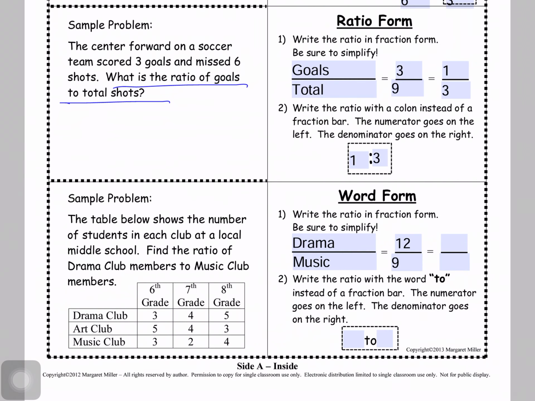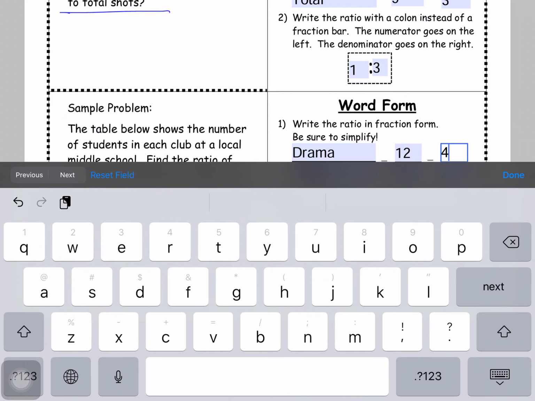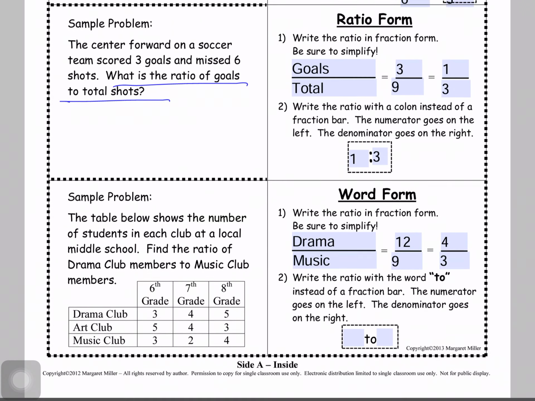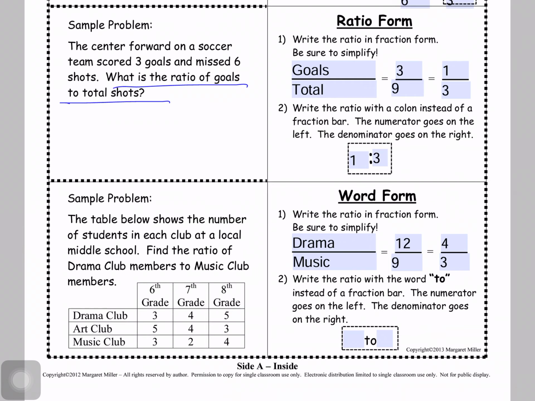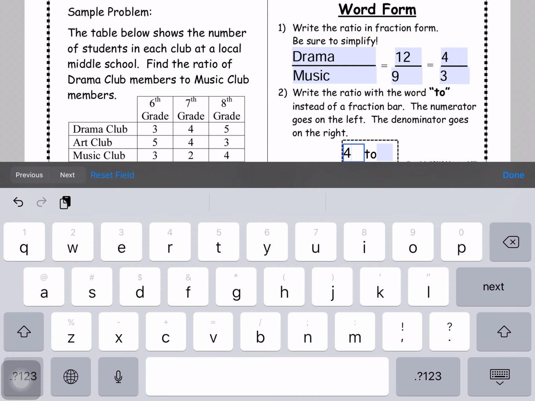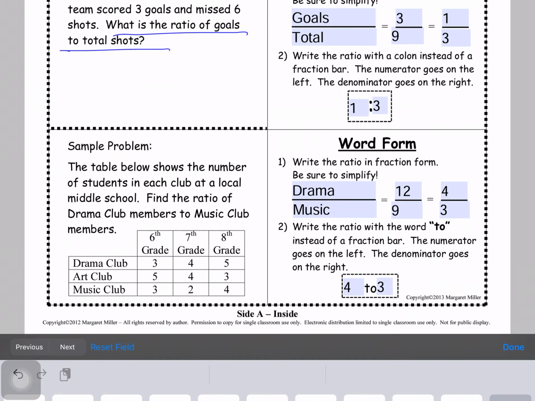All right? And then we simplify. All right, 12 ninths simplifies to 4 over 3, or 4 to 3. And then instead of writing it as a fraction with a fraction bar, or instead of writing it with a colon for ratio form, we're going to just write it with the word to. So 4 goes here because 4 represents the drama club. And 3 goes here because 3 represents the music club.